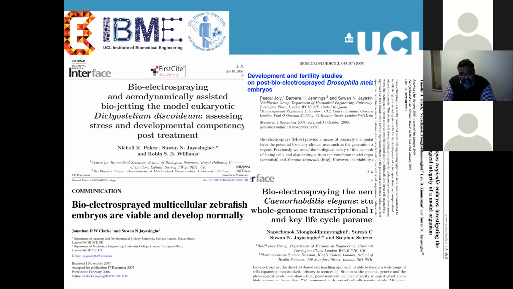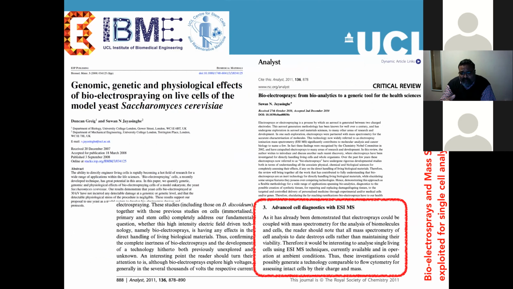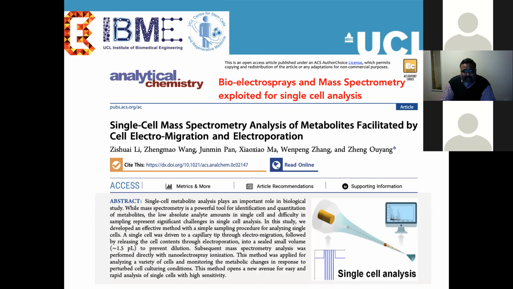These are some of the articles that we have published. Since our publications, we showed that you can combine not only the ability. Earlier I said John Fenn was able to identify molecules by electrospraying, but now you can electrospray cells and identify cells and various cell surface molecules. That has been recently carried out by a group in China, I believe, and they have been able to analyze single cells super precisely.